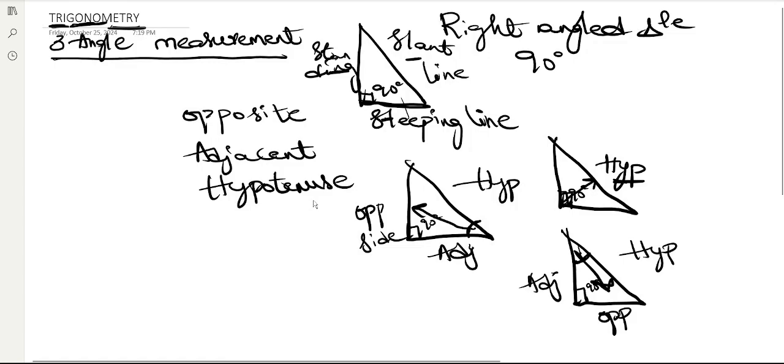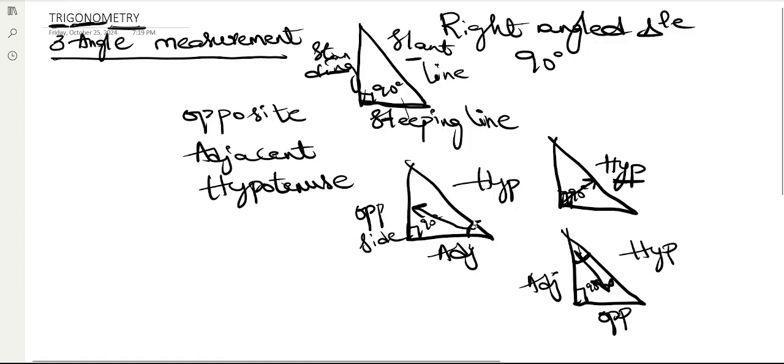Before naming them, we need to follow some set of instructions to name them. In the right angle triangle, the side which is opposite to the 90 degrees is always considered as hypotenuse. And we have the other two angles. Depending upon the two angles, we name the opposite side and the adjacent side.